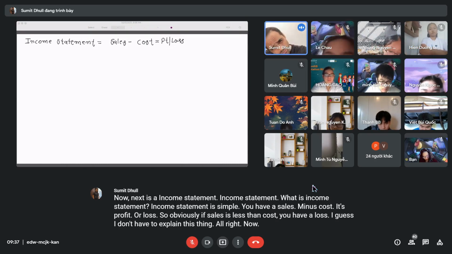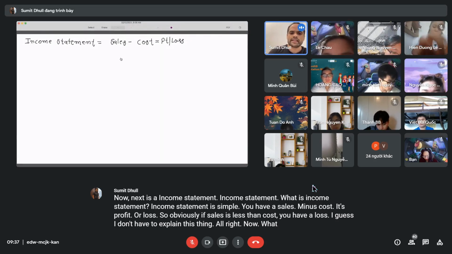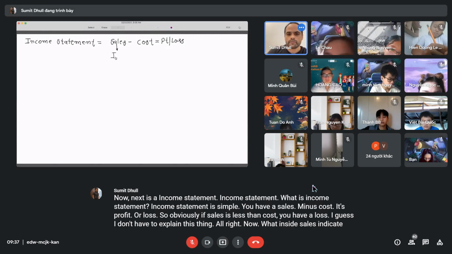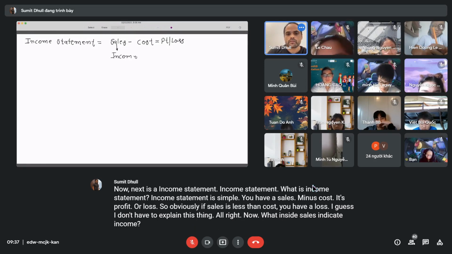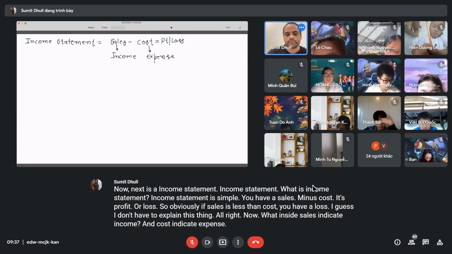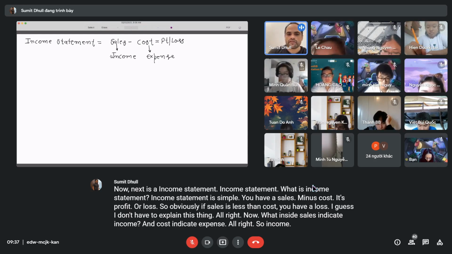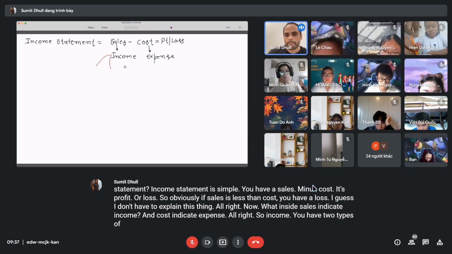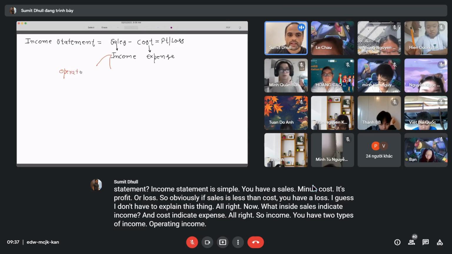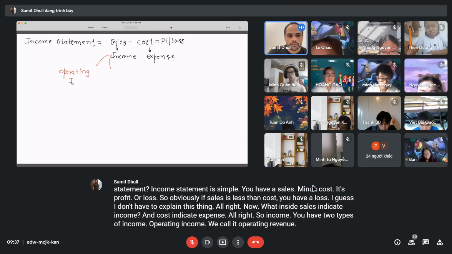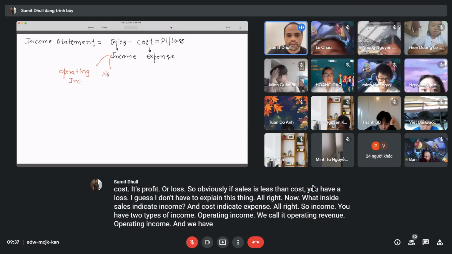Now, what is inside sales? Sales indicate income and cost indicate expense. All right. So income. You have two types of income. Operating income, we call it operating revenue, and we have non-operating income.